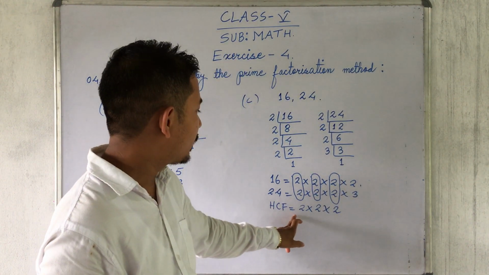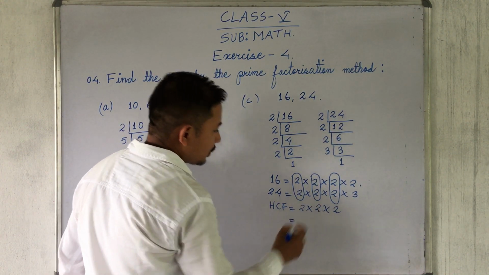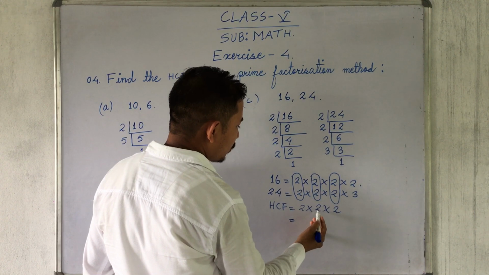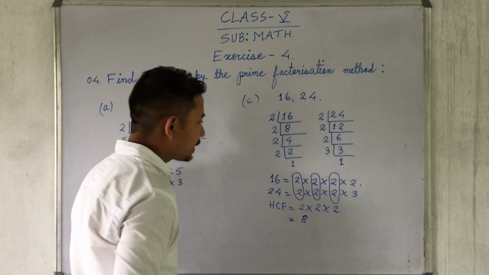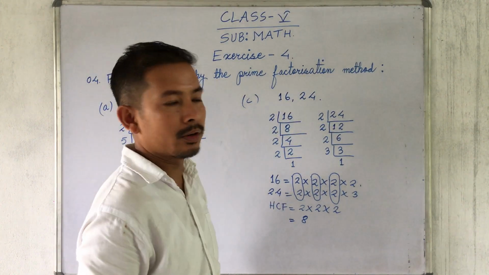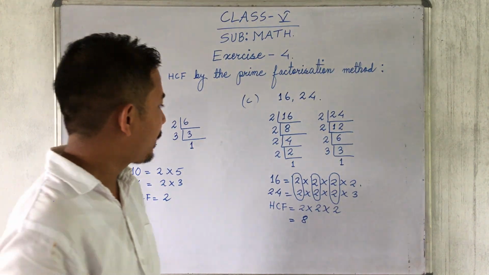So this way we will get here 2 into 2 into 2. Now in this case, we need to multiply these three 2s. 2 times 2 is 4, and 4 times 2 is 8, which is the HCF of 16 and 24. This is the way to solve. Understood?